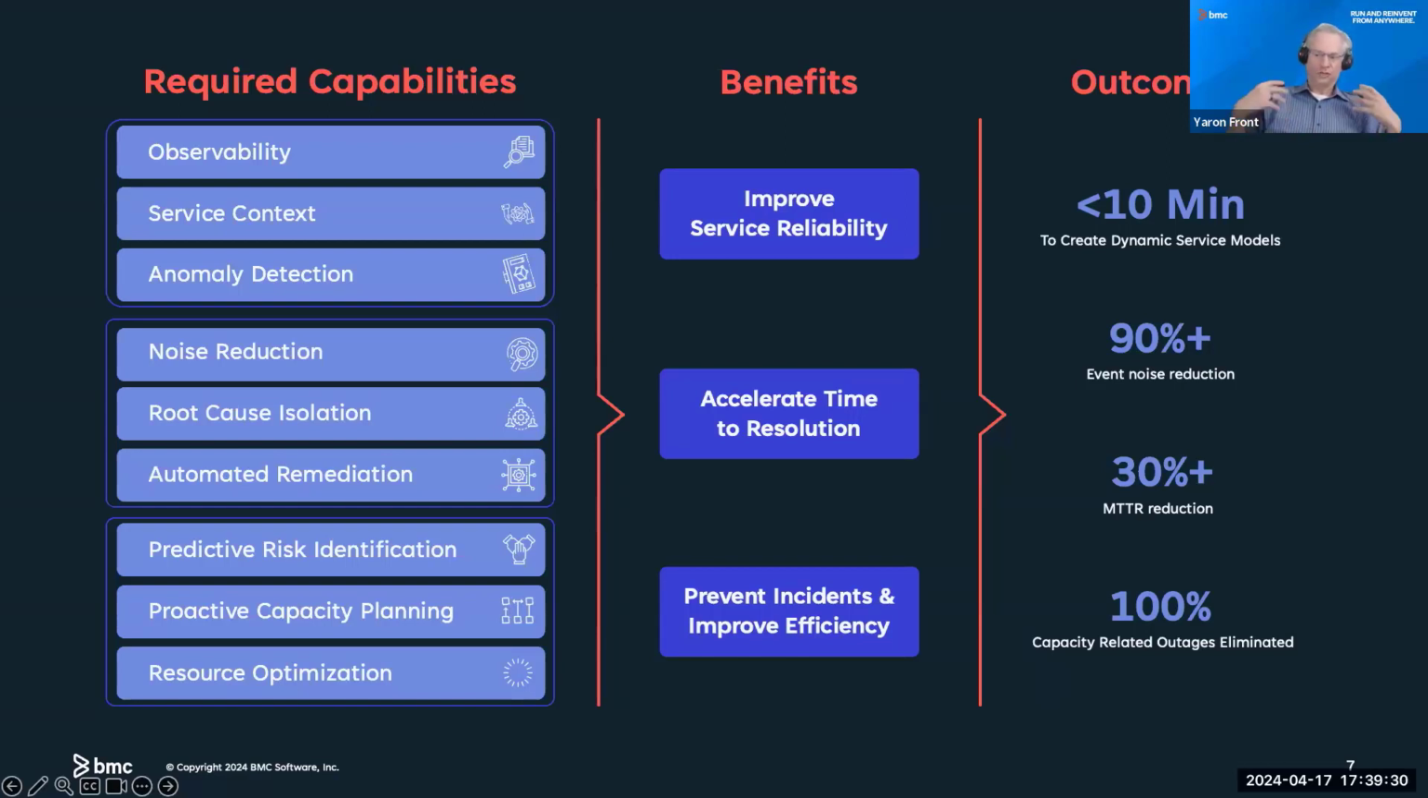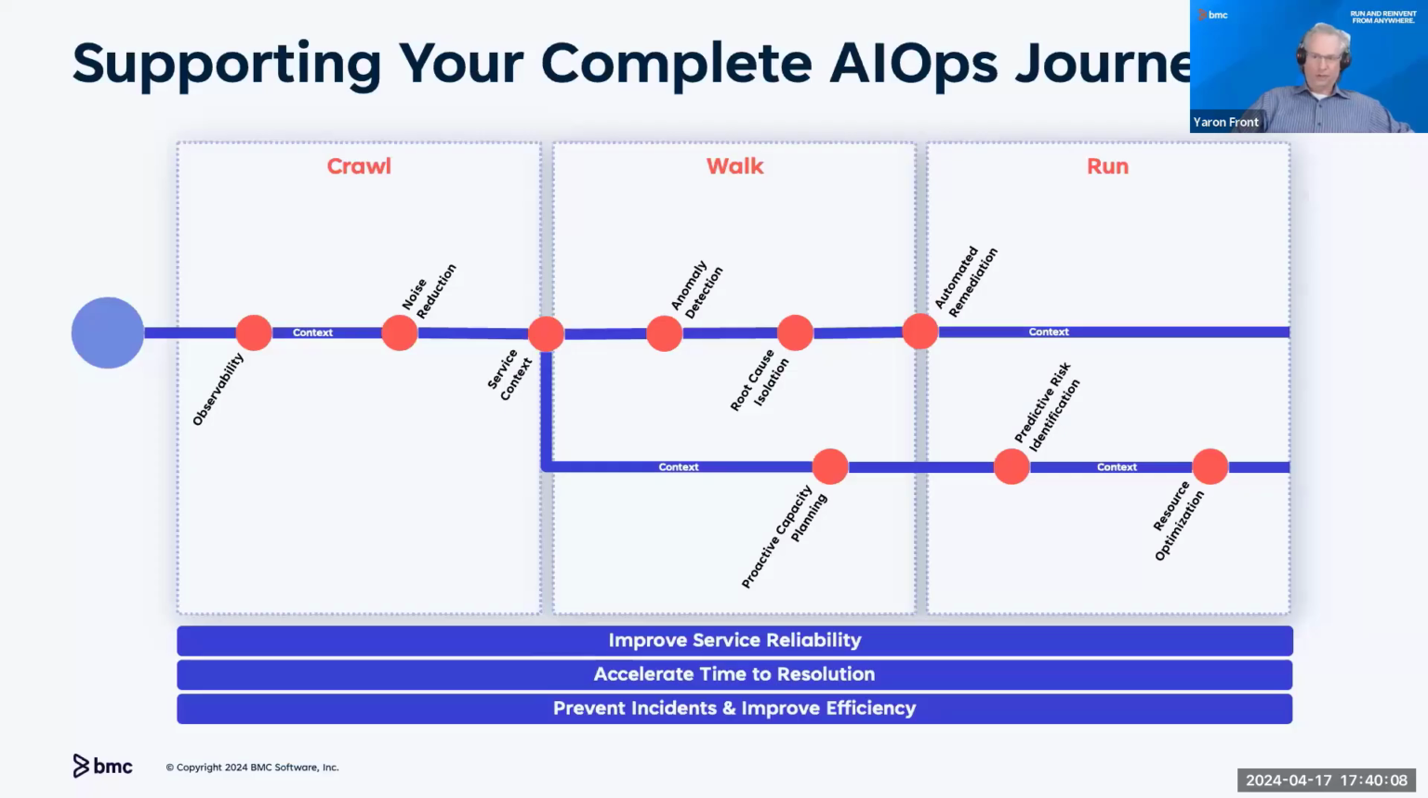And you want to go into predictive risk identification, proactive capacity planning, and resource optimization to make sure that you're balancing your investment correctly between risks to service levels and wasting on resources that you don't actually need. So the benefits, and we're going to talk a lot about these benefits when you see the demo, are improved service reliability, accelerated MTTR, preventing incidents and improved efficiency. And with that, let's talk a little bit about the roadmap. So how do we get there?